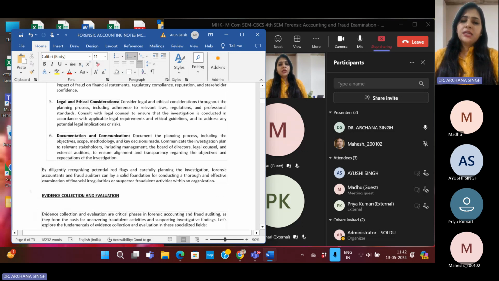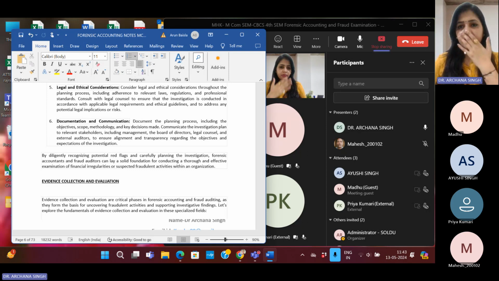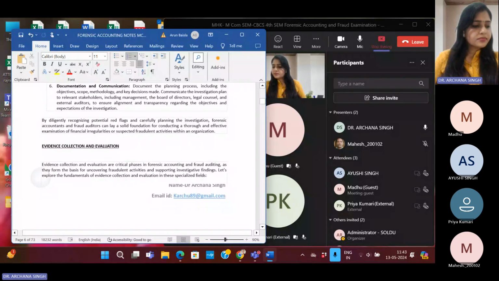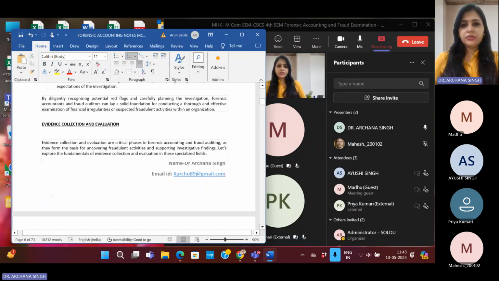Okay, so by diligently recognizing the potential red flags and carefully planning the investigations, forensic accountants and fraud auditors can lay a solid foundation for conducting a thorough, effective examination of financial irregularities and suspected fraudulent activities within an organization. Now, this was about recognition and planning. Next is evidence collection and evaluation.